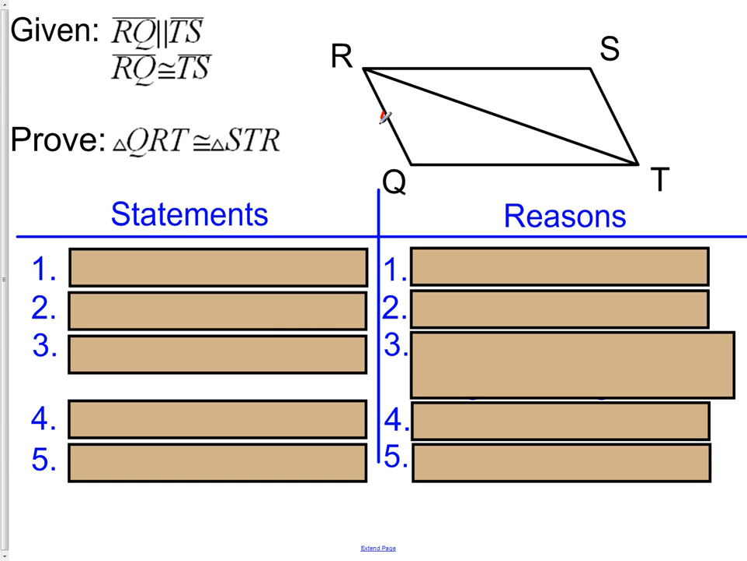That means that we can put the arrow on this one and the arrow on this one. And we're also told that side RQ is congruent to side TS. That means that this side here, RQ, is congruent to this side here, TS. We have the beginnings of our proof. If you remember from our last lesson, we always start with our givens.